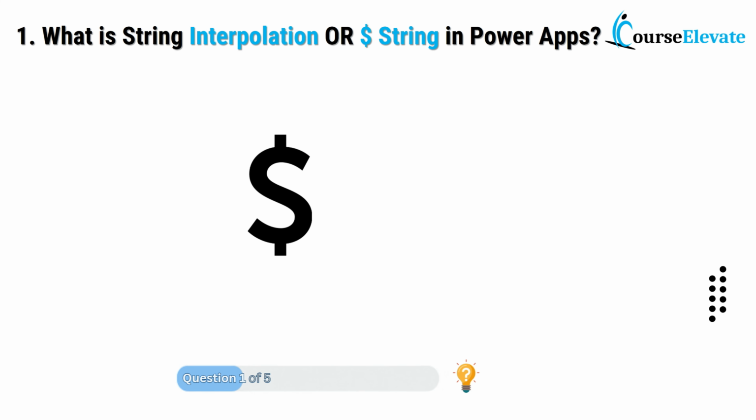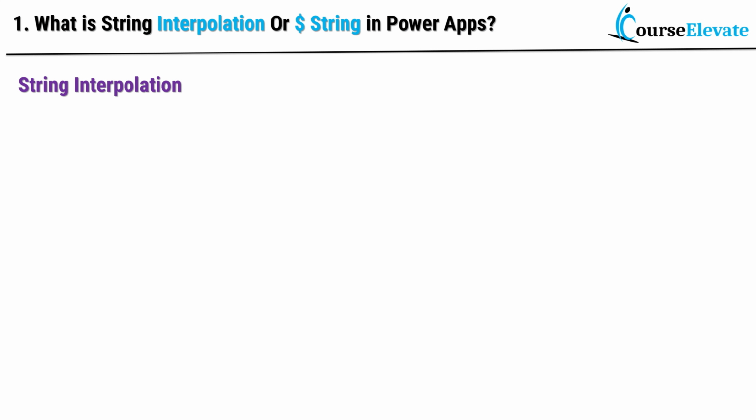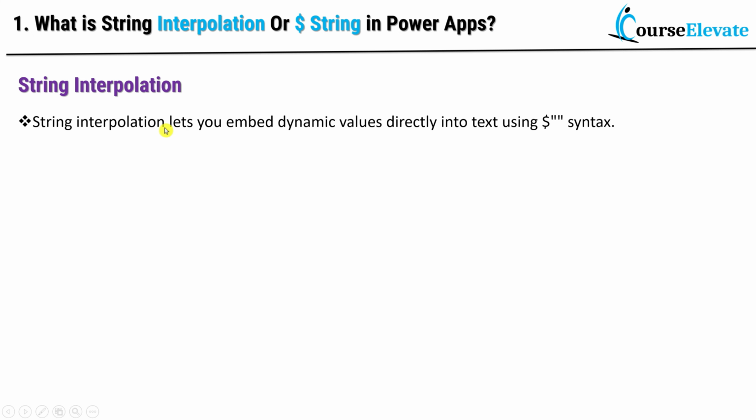So our first question is, what is string interpolation in Power Apps, which is sometimes called $string in Power Apps. String interpolation is a powerful feature that simplifies how you build dynamic text. It lets you embed dynamic values directly into text using $ syntax. It makes formulas cleaner and more readable.